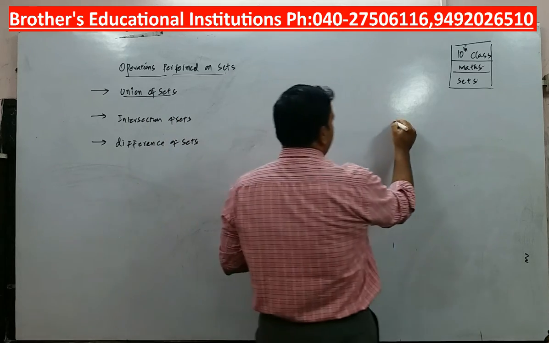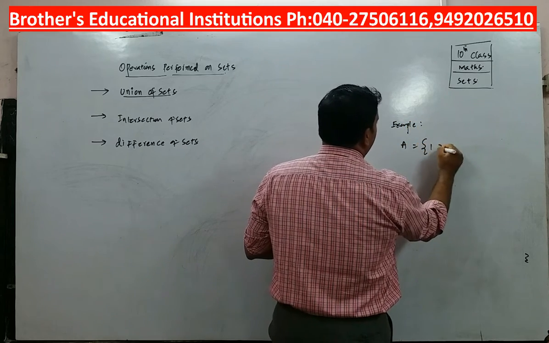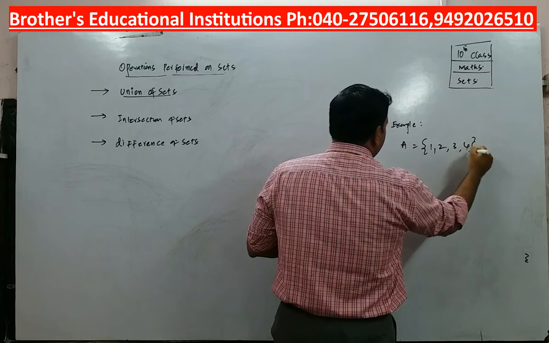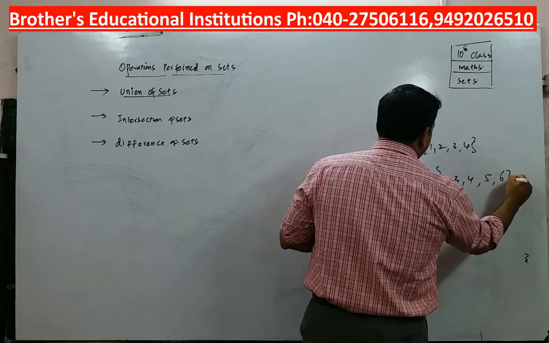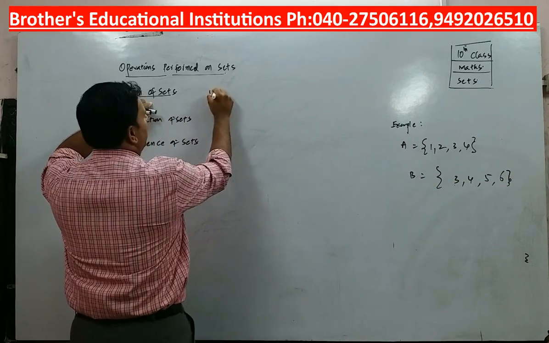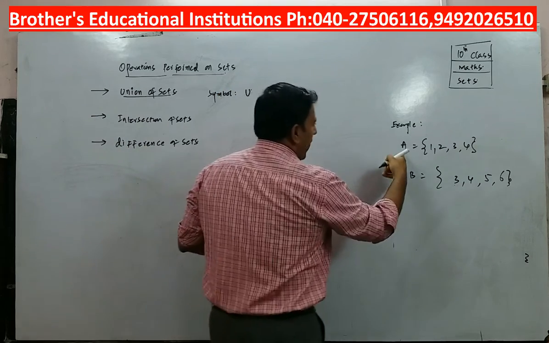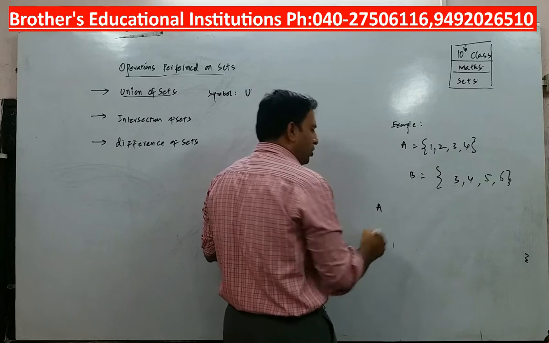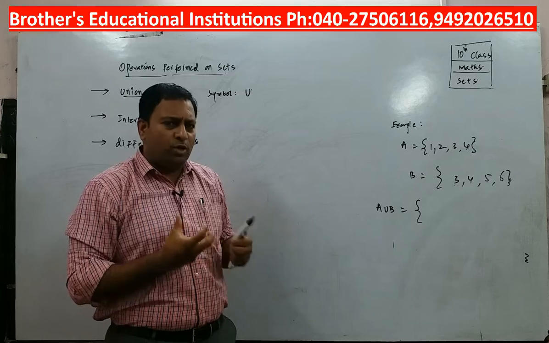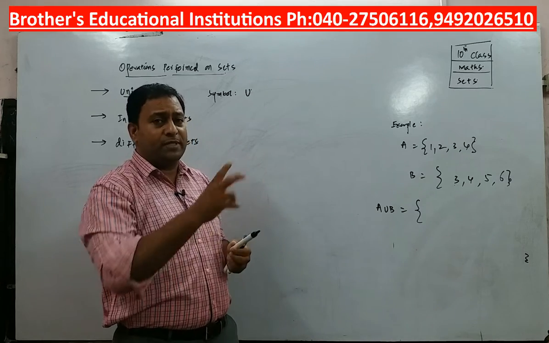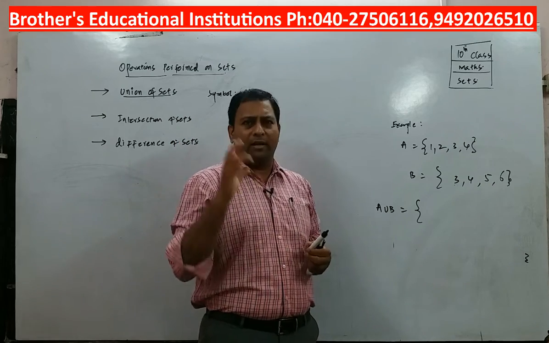Because let us take an example. A is equal to 1, 2, 3, 4, and then I'll write B is equal to 3, 4, 5, 6. All right. And the symbol used for the union of sets is this, right? Now if I want to perform this operation on sets A union B, what is the definition? The union of set is nothing but the set of elements which are present in A or in B, and the elements are not repeated. They are written only once.